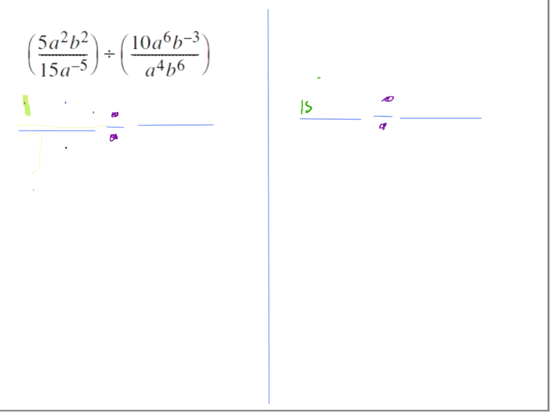Alright. So Michaela, use the left-hand side and Shana, use the right-hand side.